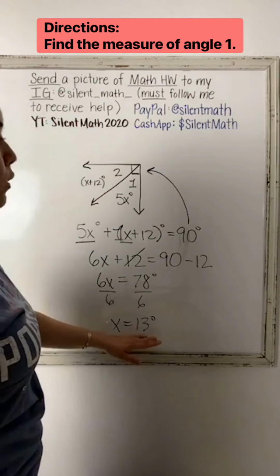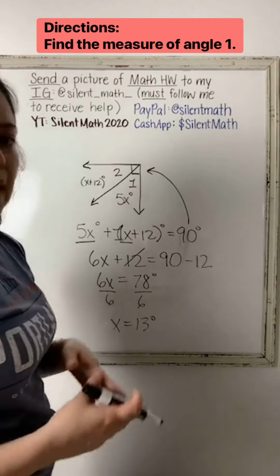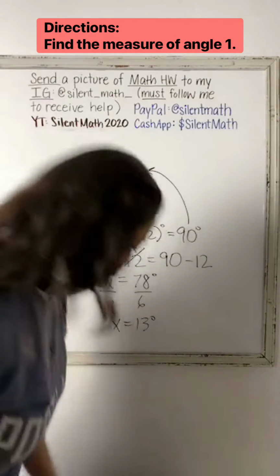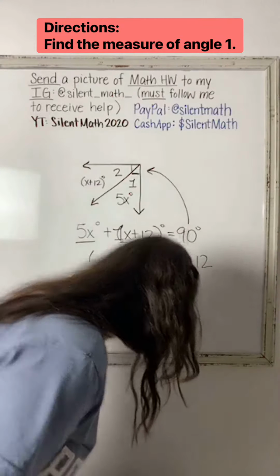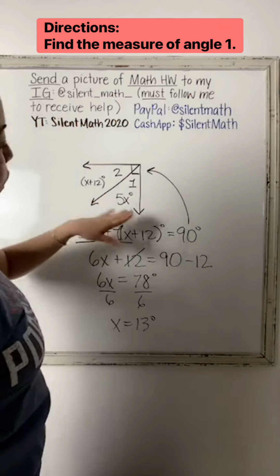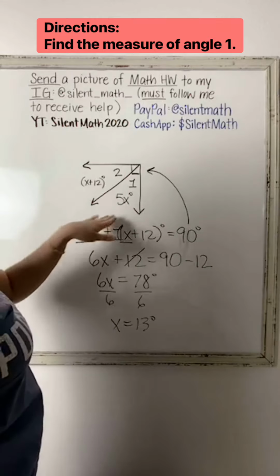We're not done though, because they didn't ask us to solve for x. They asked us to solve for the angle measurements. Okay, anyway, so they want us to find specifically what's the measure of angle 1.